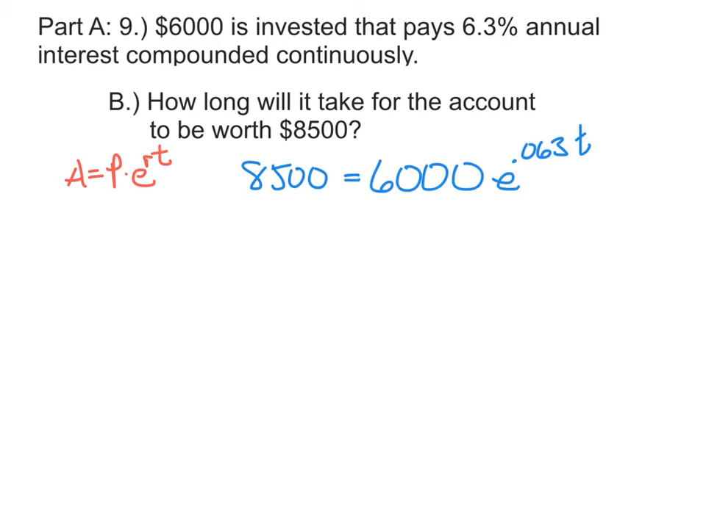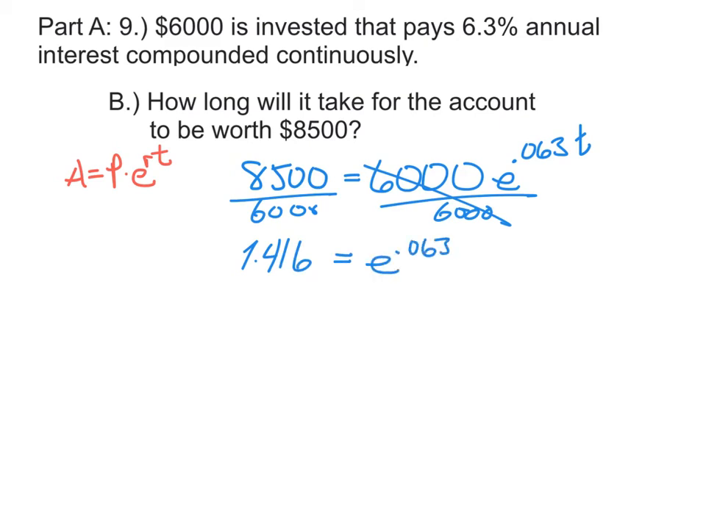So the first thing to do is divide by 6,000 on both sides. These ones will cancel and leave us with 1.416 equals e to the 0.063 t. To get rid of a base, we're going to use a log, and the log base e is the natural log. So I'm going to go natural log of 1.416 and the natural log of e to the 0.063 t.